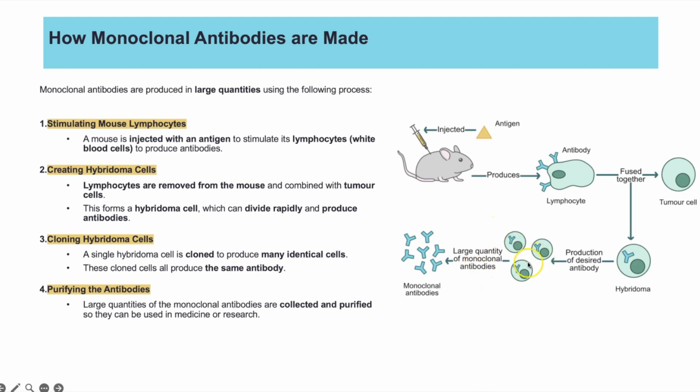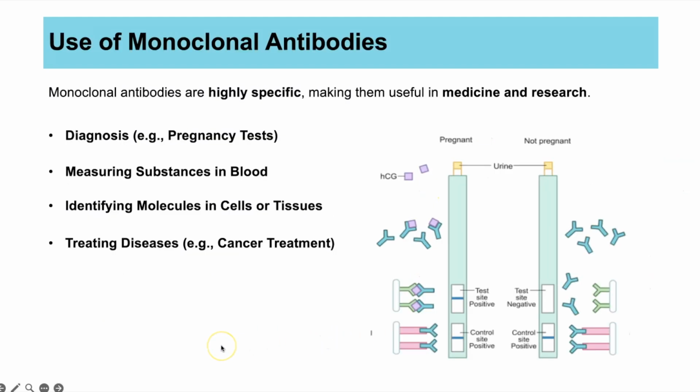And we then allow enough time for it to produce lots of those antibodies, collect them, purify them, and we now have a large quantity of monoclonal antibodies. So the uses of those monoclonal antibodies, they could be used in pregnancy tests. You don't actually need to know the details of how it would work in a pregnancy test.